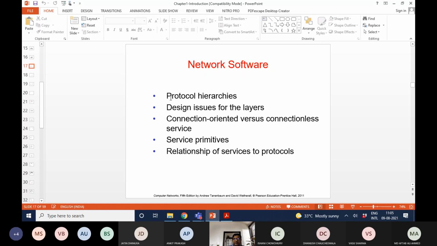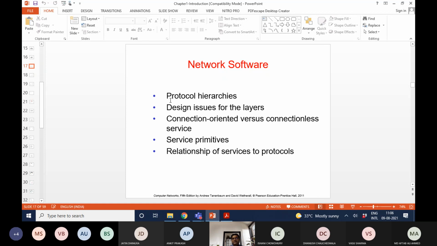For that, the software we need here is mainly the protocols. Whatever protocol we are going to use is called software. That protocol tells us what kind of rules and regulations are going to be followed during the data communication. So that is the software we are going to use.